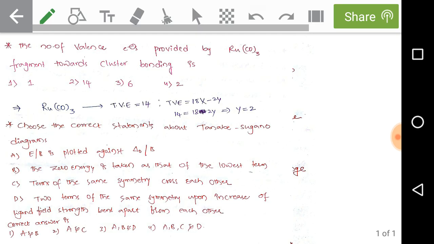That's why the number of valence electrons provided by this ruthenium fragment equals 2 to form a cluster. Okay.